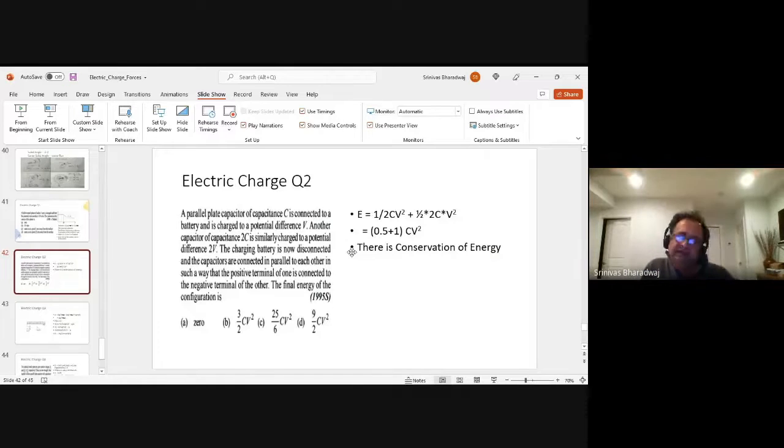But take a structured approach. If you don't know something, go and learn that something, and you build that, you learn more. Each question is teaching you. Okay, a parallel plate capacitor. What is a parallel plate capacitor? What is potential?